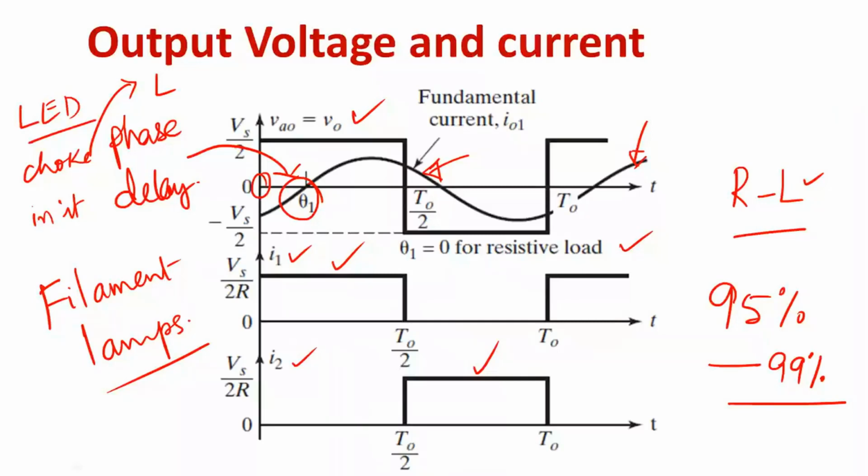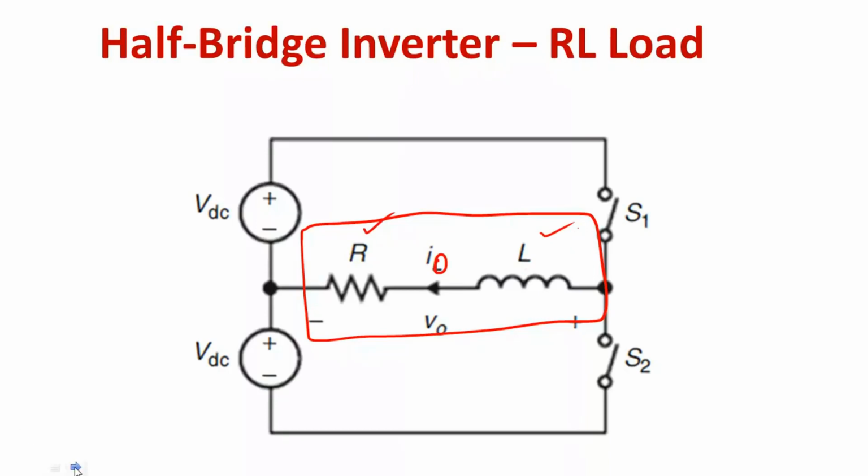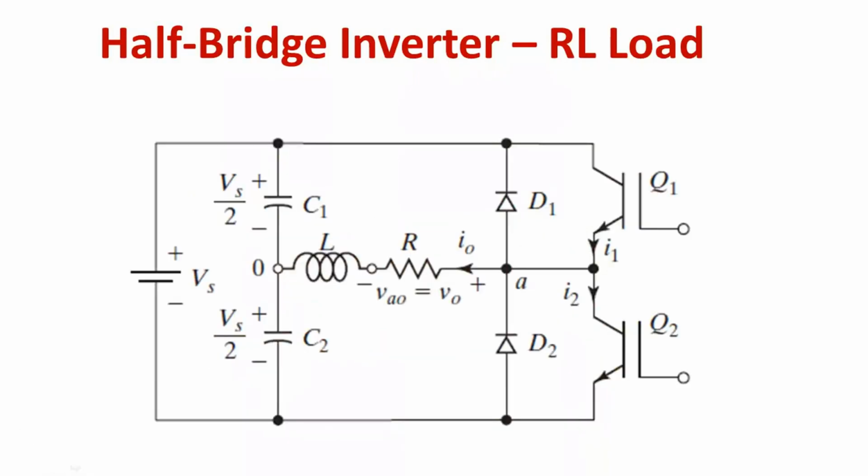Now we see the operation of a half-bridge inverter supplying an RL load. There is no difference in the circuit configuration, but the load we connect here is RL in nature. In place of resistance, we consider resistance and inductance. So the circuit is realized like this.